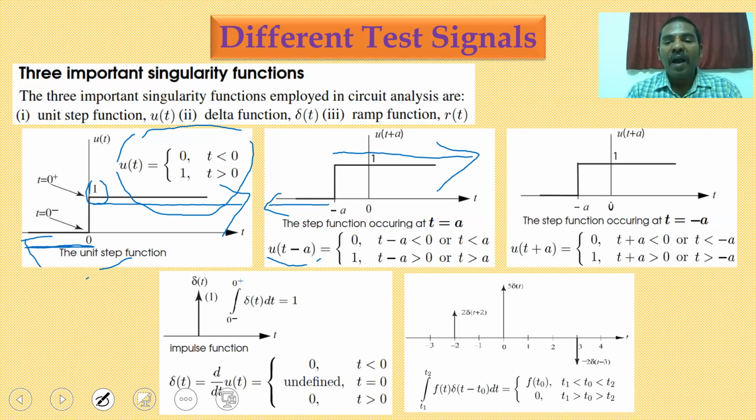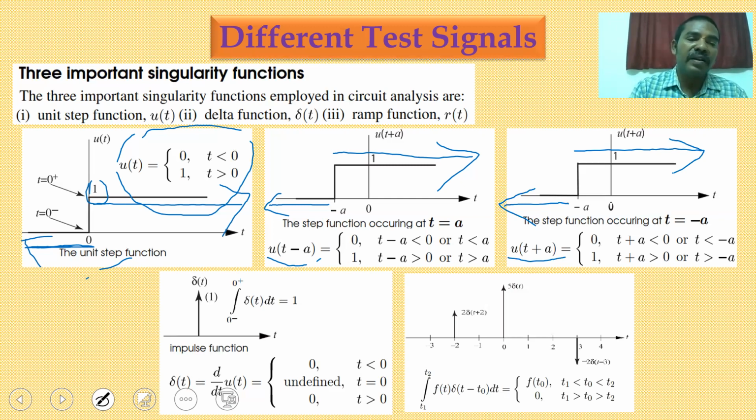Similarly, there is another function, u of t plus a. It is also a unit step. So here it is 0 when t plus a is less than 0, or t is less than minus a. And it is 1 for t plus a greater than 0, or you can write it as t is greater than minus a. So this is a unit step response.